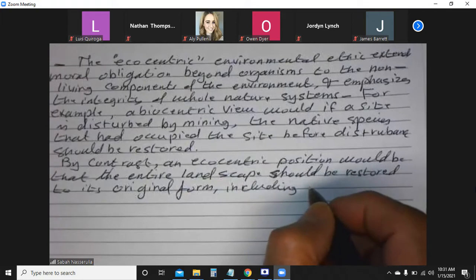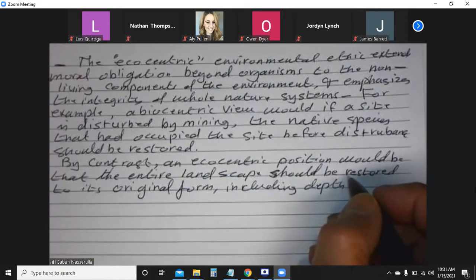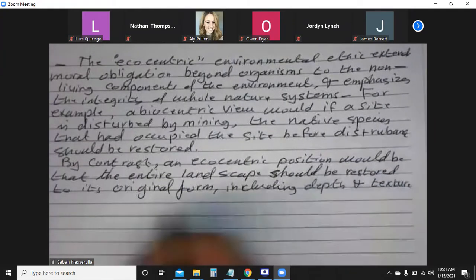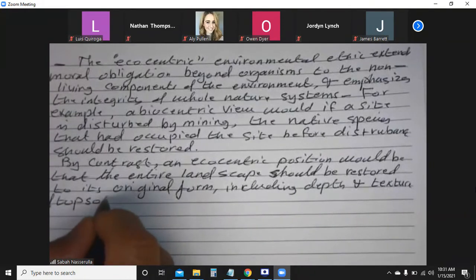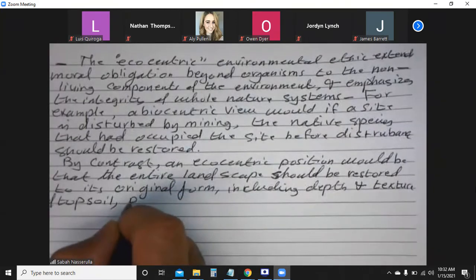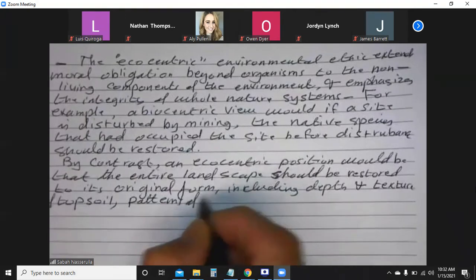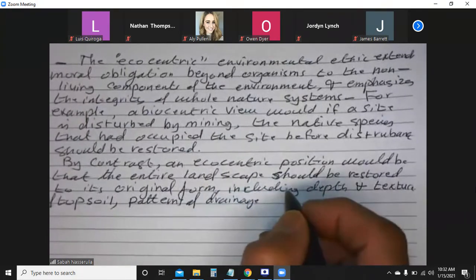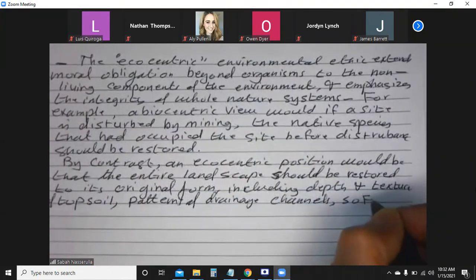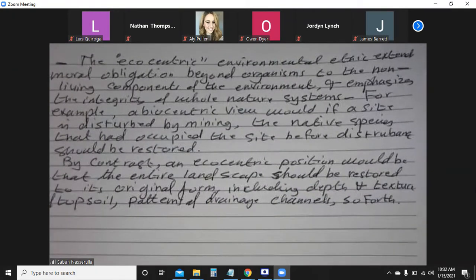including depth and texture of topsoil, also patterns of the drainage, drainage channels, and so forth. That means the ecocentric, as it restores the species, has to restore all the environment which allows that particular organism what is needed for its survival. The final point, of course, is important to know. That's why we have all the time these types of issues.